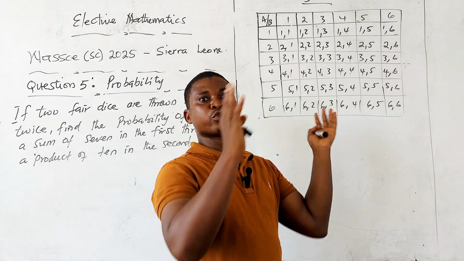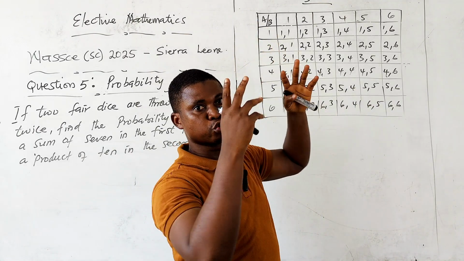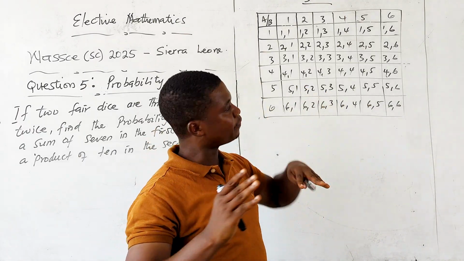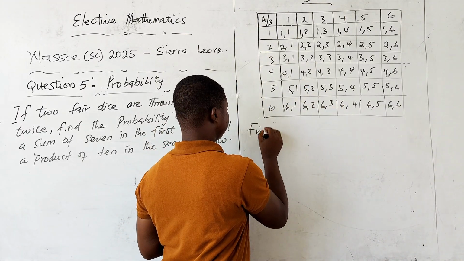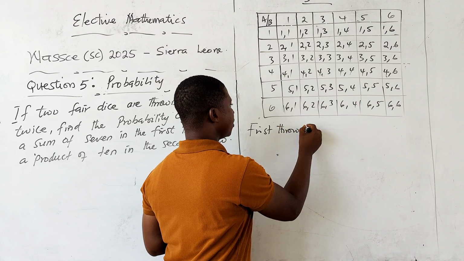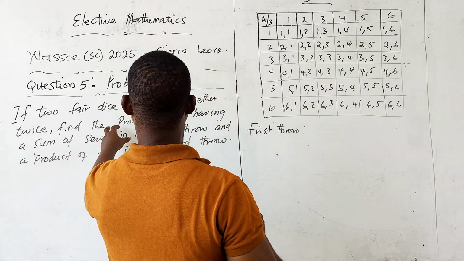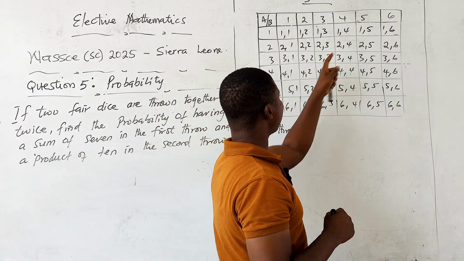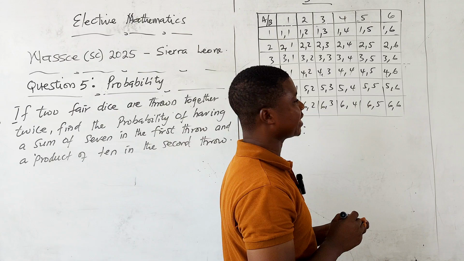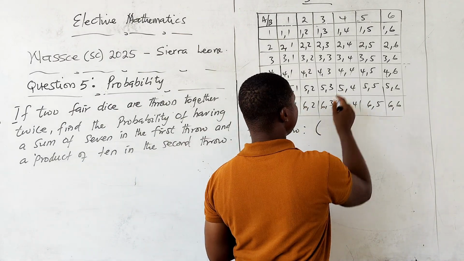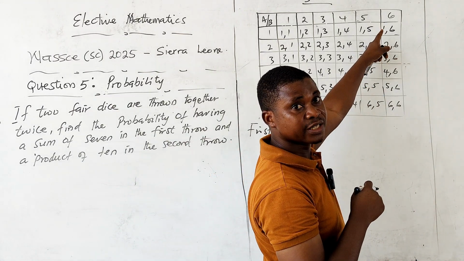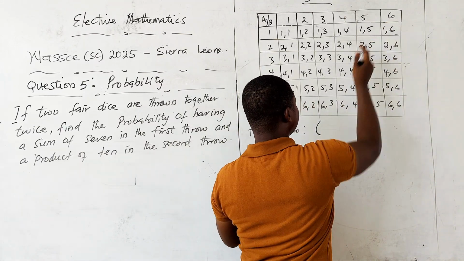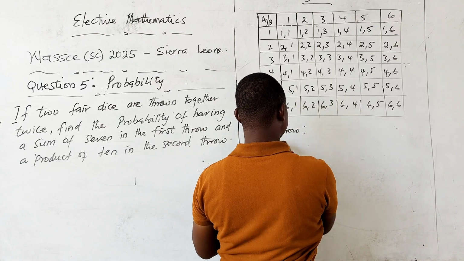But let's first consider the first row, because in the first row they use two dice. Don't forget each of them is independent. From the first row, it says that you should find the probability of having the sum of 7. So we are going to look at which ones give the sum of 7.